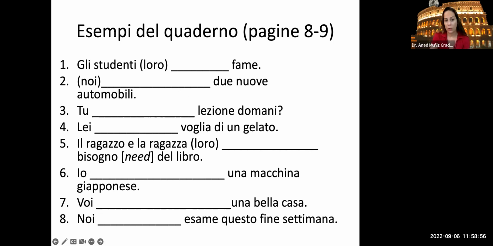And then tu hai lezione domani, lei ha voglia di un gelato. This is more like to have a desire for something. Voglia is a want or a desire. Hanno bisogno, to have a need for, right? And then io ho una macchina giapponese, una bella casa, etc. So some of them are espressioni con avere, some of them are the regular meaning of the verb avere.